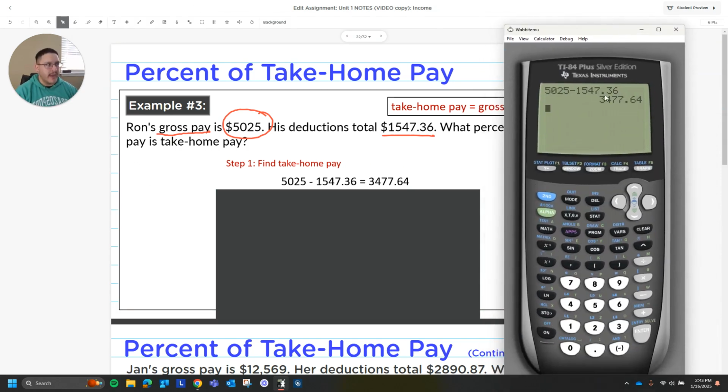To find our percentage, we're going to take this number and then divide it by the gross pay. So divide this by 5025. We get 0.692. Multiply this by 100 and change it into its percent form, and we get about 69%, 69.2%.